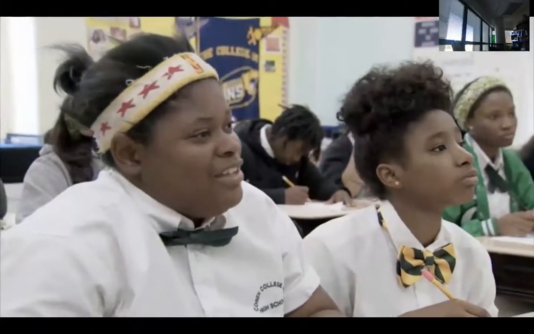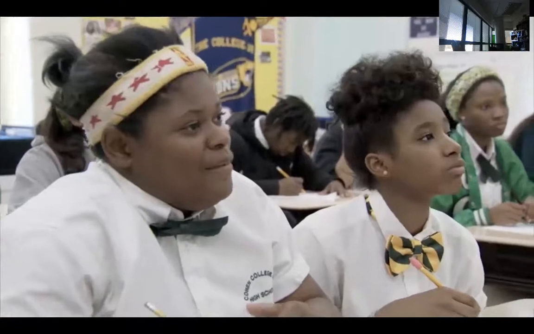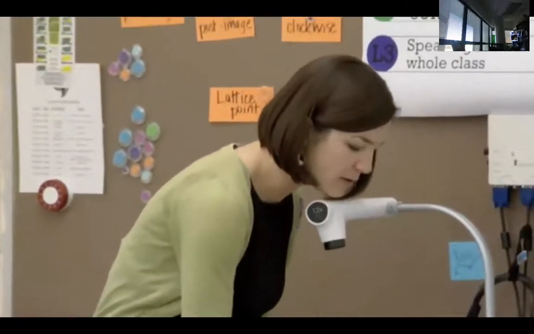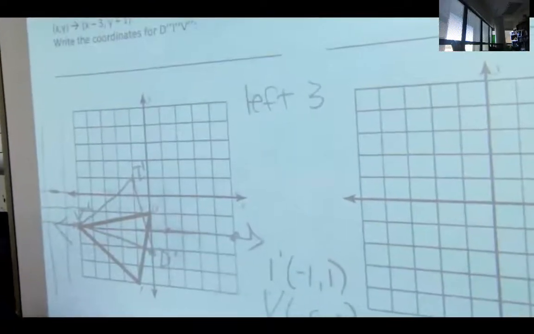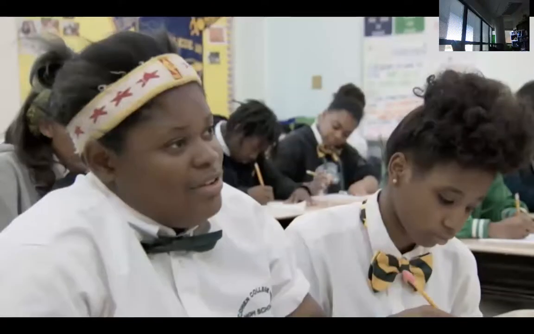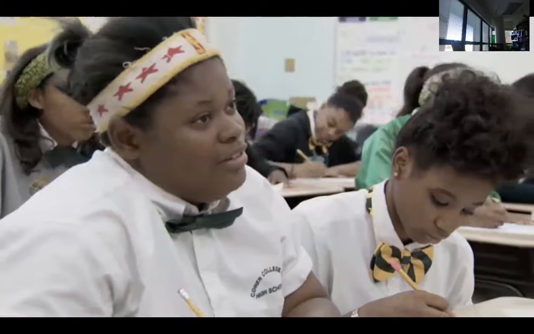Since the x is negative, you got to go to the left 3. Okay, why left? How do we know that? Because the left side is negative. So that's the negative direction on the x-axis. Wonderful. So I'm going to go left 3. I'm going to write that down. And y plus 1 means I'm going to do what, Jamarian? You're going to go up 1. Very nice. Up 1. Excellent.